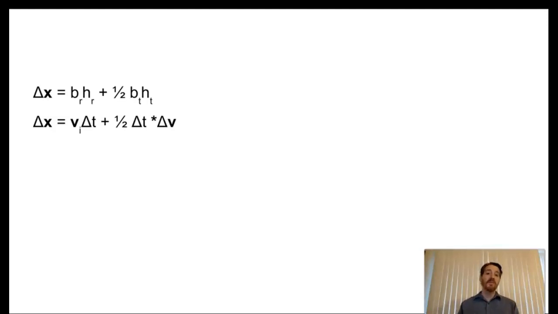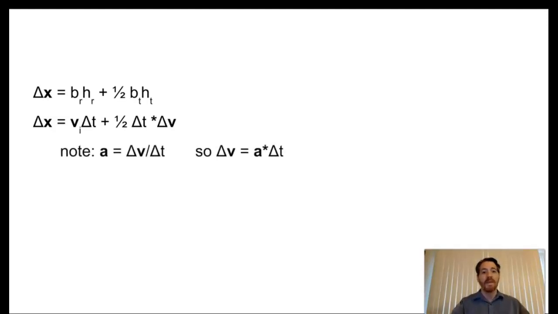And one of the things that's useful is to note that I can actually replace delta v with some other symbols. The acceleration of an object is defined as delta v over delta t. So I can rearrange this for delta v. I can solve it for delta v equals the acceleration times delta t. And what I want to do is take this delta v in this equation and replace it with something it's equivalent to, which is a times delta t.